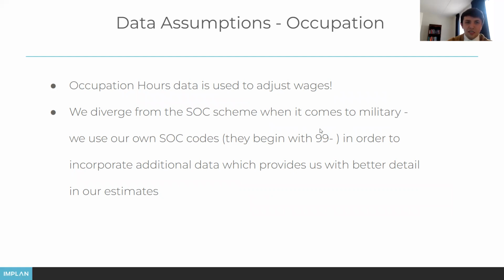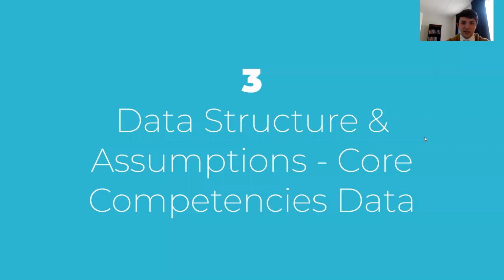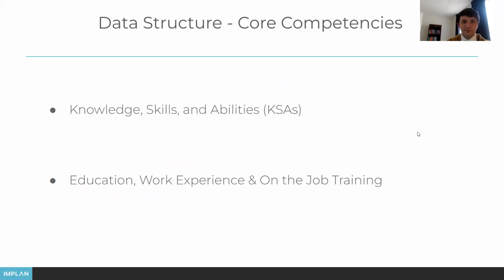And then we also diverge from the SOC coding scheme at times. This is particularly prevalent when it comes to military, because we do use our own SOC codes that basically allow us to incorporate additional data, which gives us some better detail. So that covers a quick look at the structure of occupation data. Now I'm going to go ahead and move on to the core competencies data.